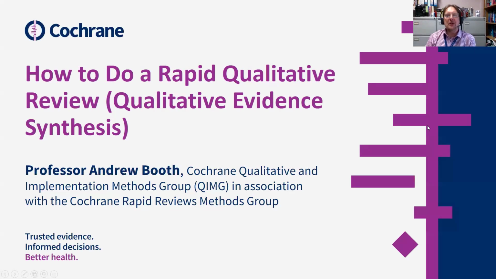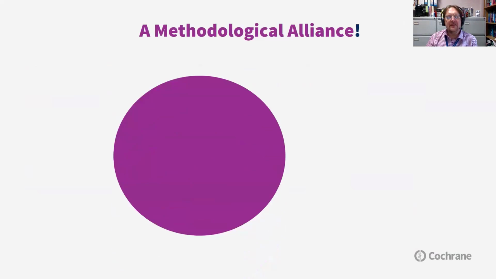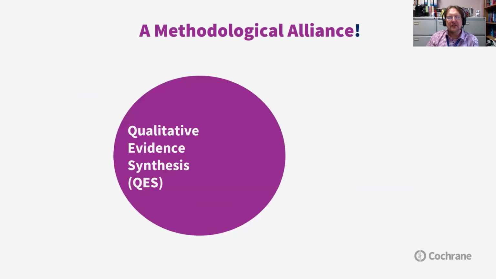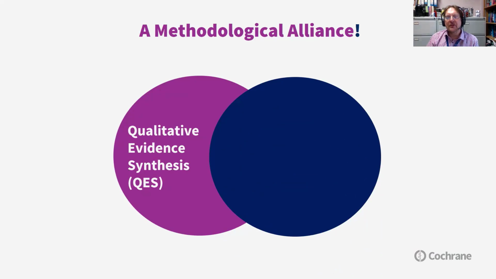How to do a rapid qualitative review, or within Cochrane, we call these a qualitative evidence synthesis. Now, this, as I say, is an exciting collaboration. On the one hand, this is looking at qualitative evidence synthesis, which is a methodology that has been around for about 20 years, but popularized over the last 10 or 15 years. And of course, what's commanding the attention of many of us nowadays, rapid reviews.